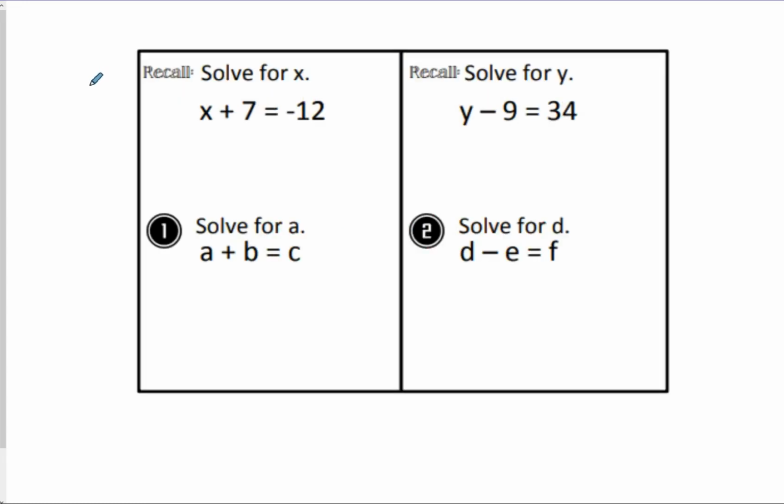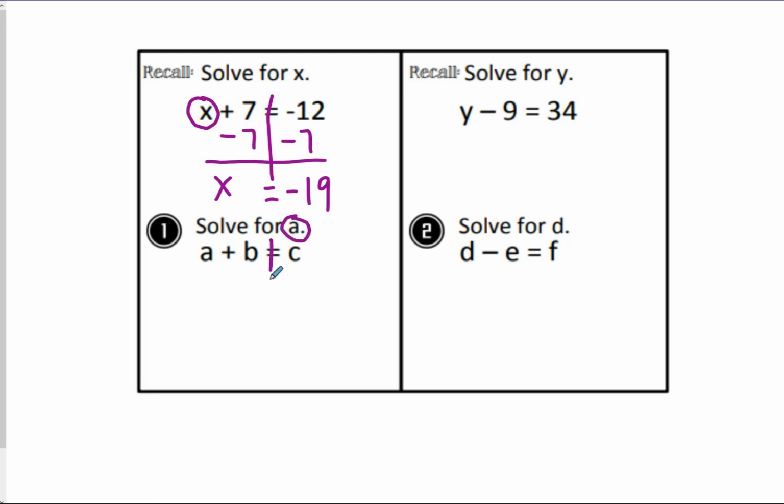Before we get into example 1, I want you to recall what you would need to do to solve this equation for x. We would subtract 7 on both sides, and that would give us x equals negative 19. Now notice, we were solving for x, so we moved what was being added or subtracted. That is actually going to be our same process when solving for the variable a.